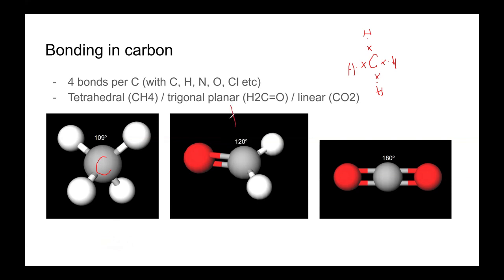Now let's take a look at this case. In this case, we have a carbon attached to three other atoms or three other groups of atoms. Here, there's both a sigma and a pi bond. The sigma bond is probably going to look something like this, while the pi bond is going to look something like this.